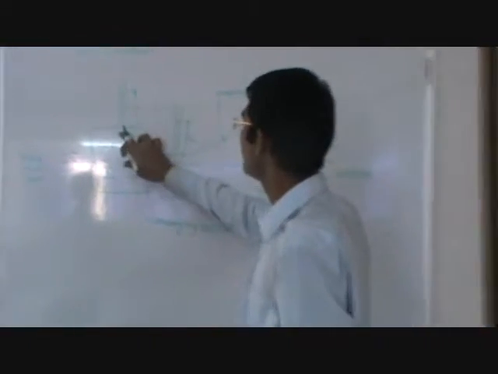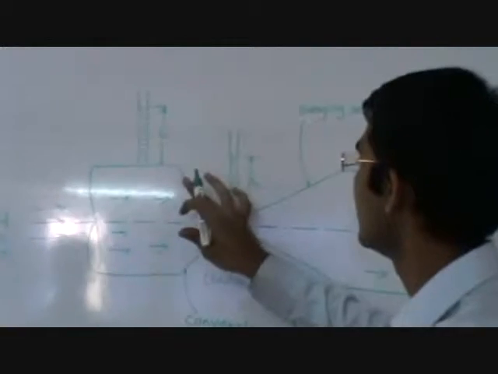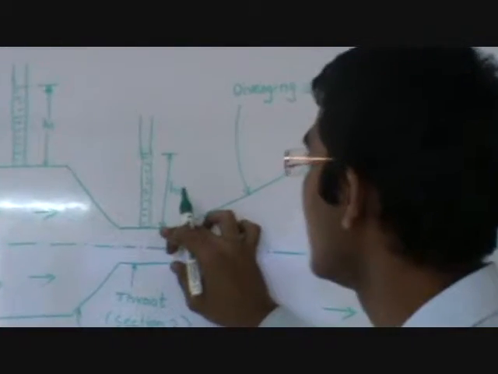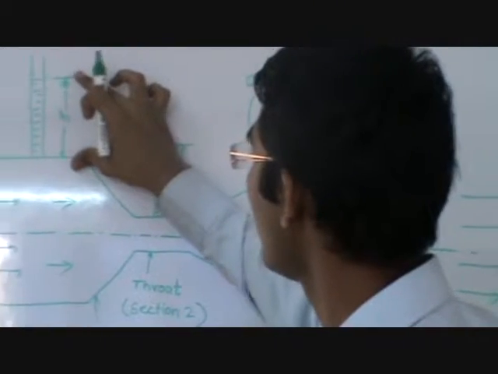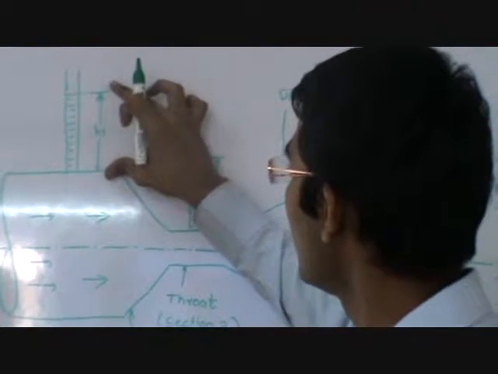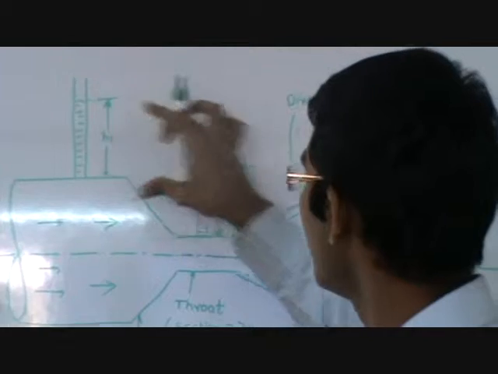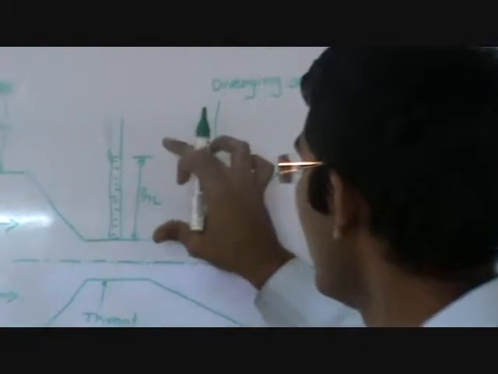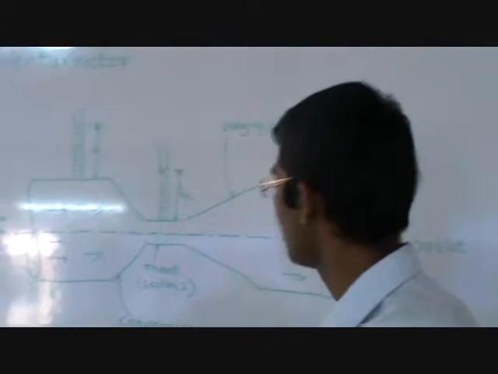In venturimeter there are two piezometers mounted here, one for the inlet section and the other for the throat section. So this is the height of the water column inside the first piezometer, and this is the second. H2 is the height of the water column, or any fluid column, in the throat section.